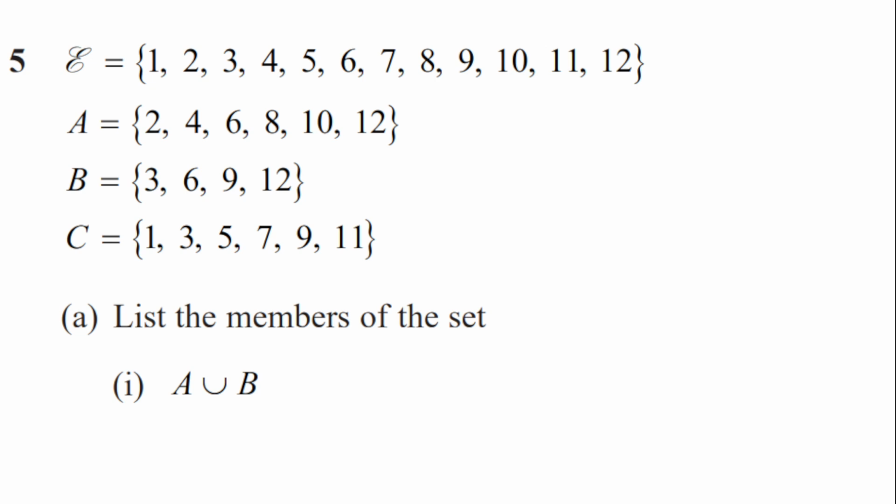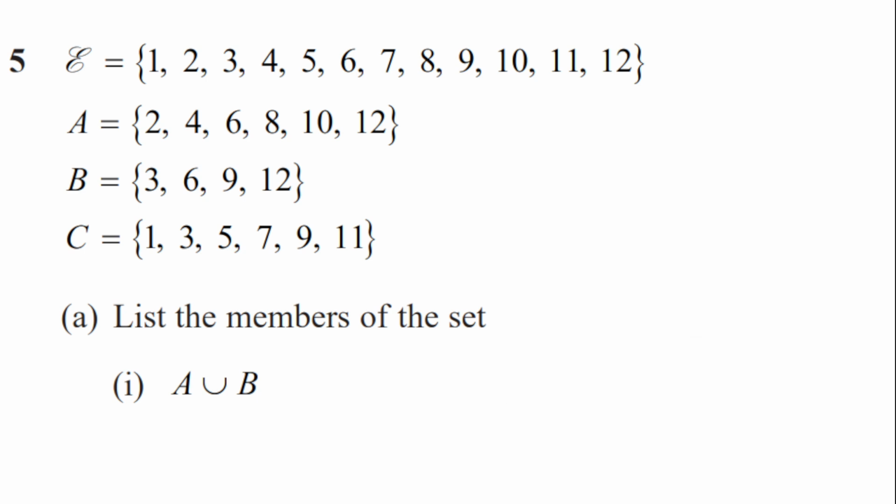Question 5 is 4 marks. So the question says you have the general set, and then you have A equals 2, 4, B equals that, C equals this. List the members of the set A, this sign, B.